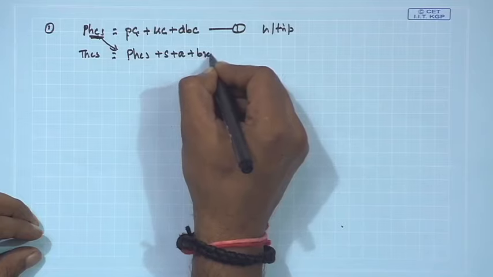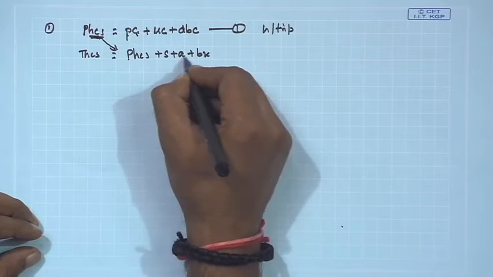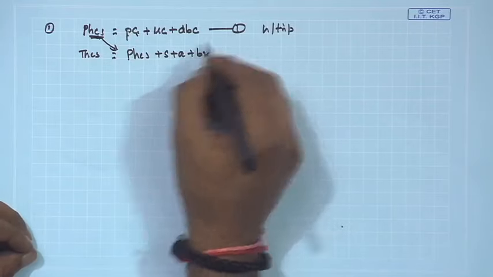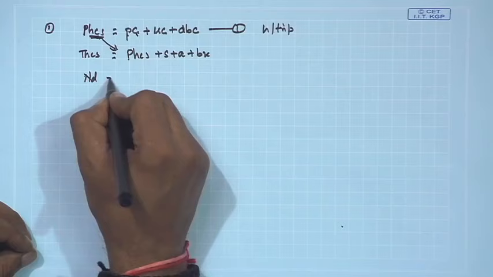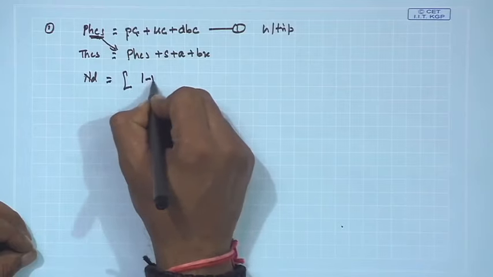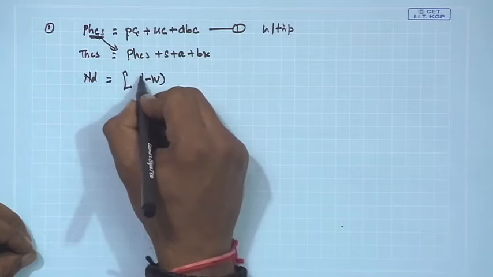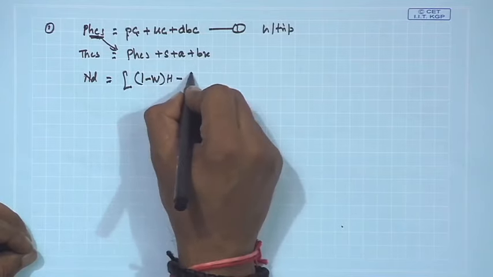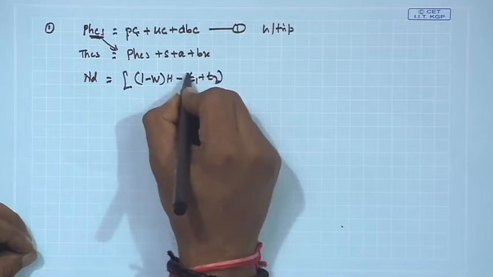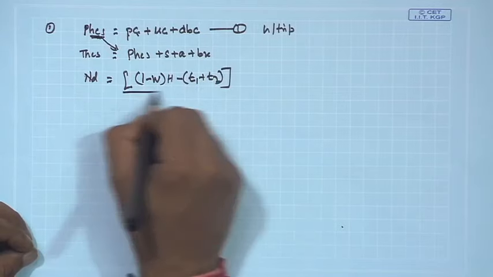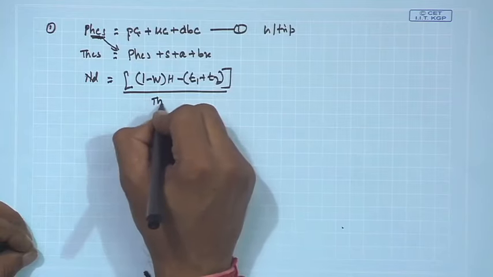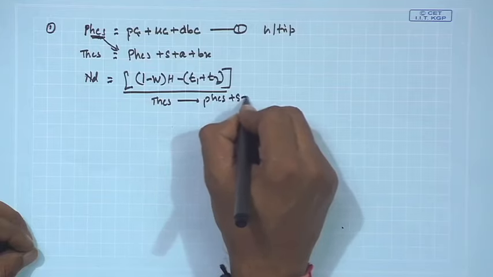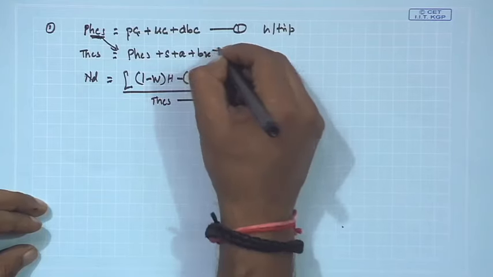The x you will be using would be the total haul distance. The A value, B value, S value, all values will be given in the numerical, and in the exam also they will be given. And NT here is equal to nothing but 1 minus W, that is the off route factor, which would be given always, times the work hours per day, minus T1 plus T2, and you divide this by THCS, which is nothing but PHCS plus S plus A plus Bx, that is this one.